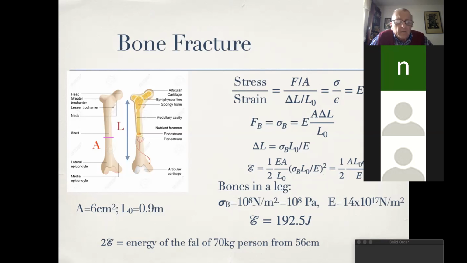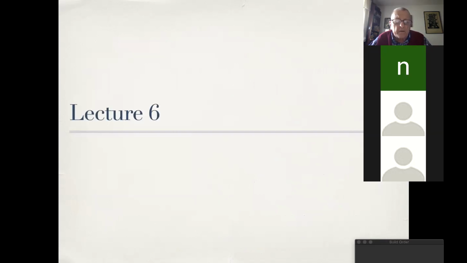Because when we fall on the ice without any precautions, we do not change the shape of our body on falling, and that is roughly what is actually happening. So that was a short exercise of application of elasticity theory to biology.